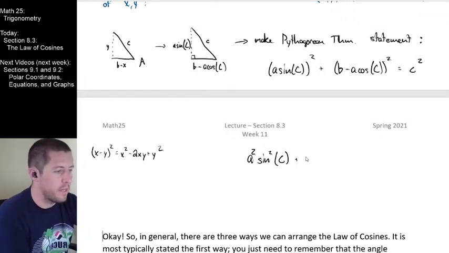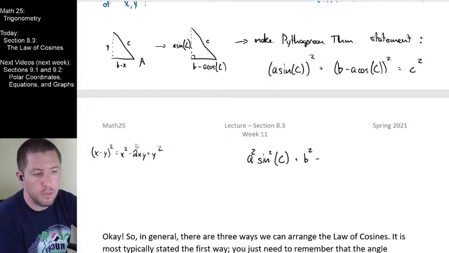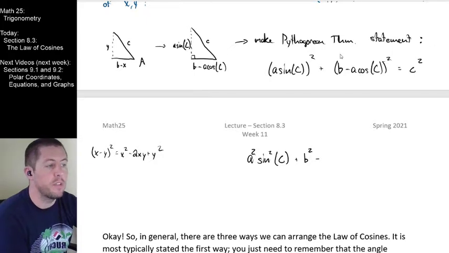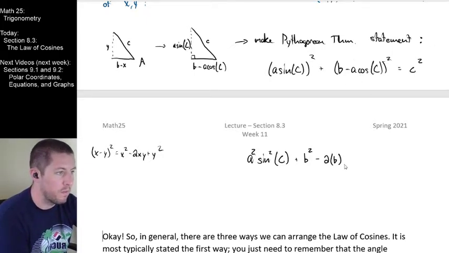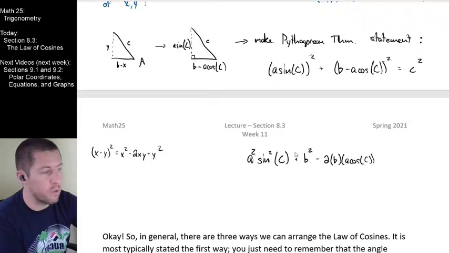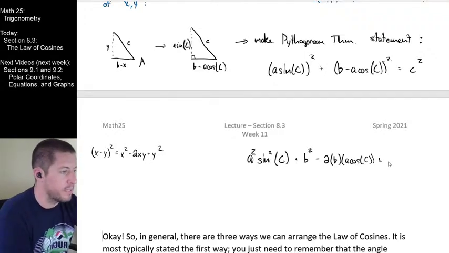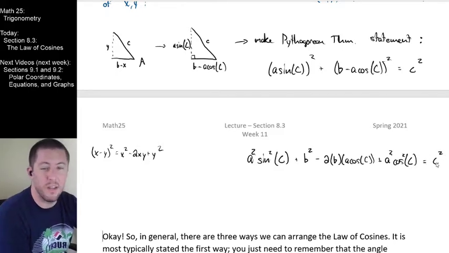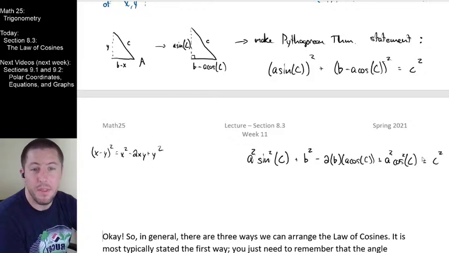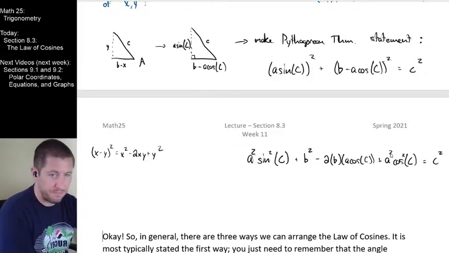I get the first thing squared, so I get plus b squared. I get minus 2 times the product of each term, so 2 times b times a cosine c. Finally, I get the second term squared as a positive thing, so it's going to be plus a squared cosine squared of c, and that's all equal to c squared. So this doesn't look any better, but there are some nice things that I'm seeing here.